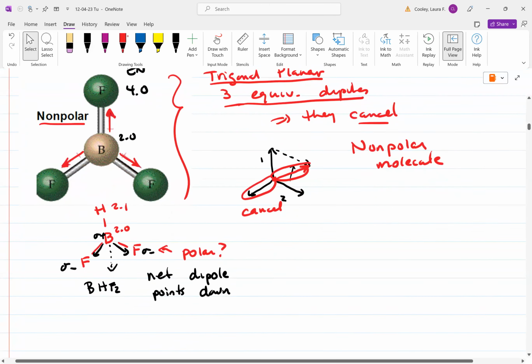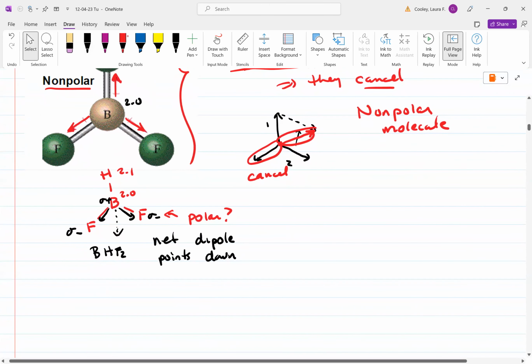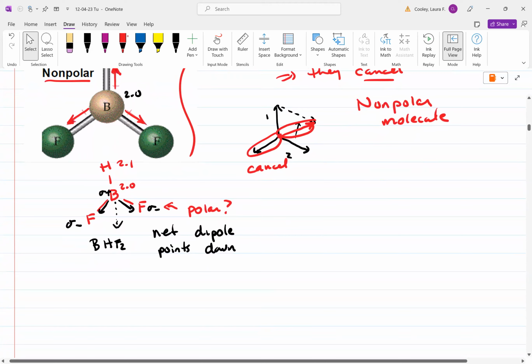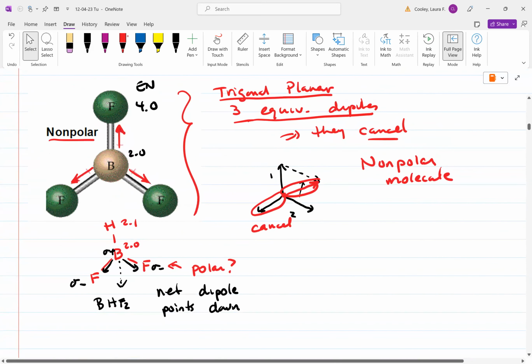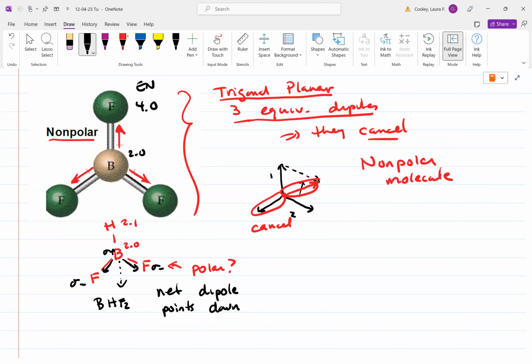Okay, so let's go on to the next one on the drawing there. How do you know if there's supposed to be an arrow? If you have a difference in electronegativity that's 0.5 or greater, it goes from the lower number to the higher number, because it's pointing from delta plus to delta minus.